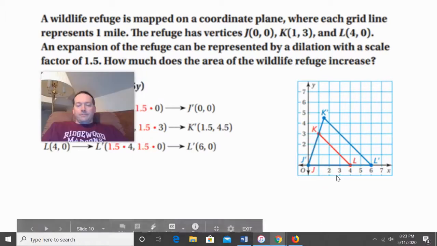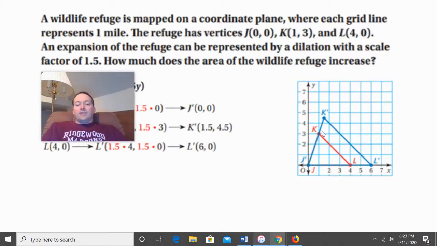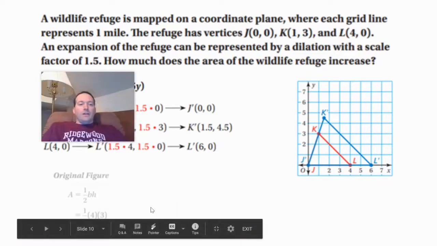Plug those in, bam, plug those in, bam, plug those in, bam. Now we graph them. So this is something called a nested triangle. We're not going to deal with those right now. But what it's asking you for is how much does the area increase? So we just have to find the area. So we have this triangle here. Now this looks like a J prime. There's also the letter J here. It's a shared point. So JKL has a base of 4 and a height of 3.